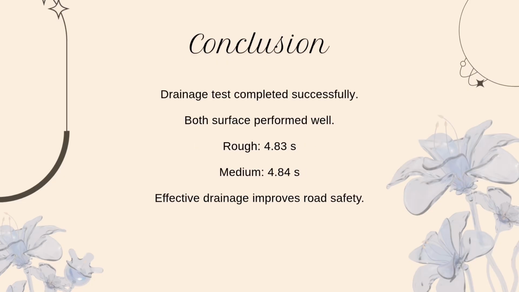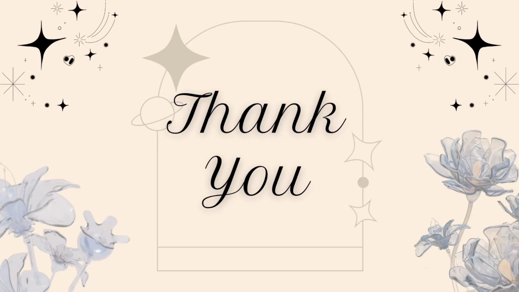So, in conclusion, the surface drainage test successfully evaluated the drainage performance of both rough and medium pavement surfaces. The rough surface recorded an average drainage time of 4.83 seconds, while the medium surface recorded an average of 4.84 seconds. Since the difference between the two surfaces is very small, both surfaces can be considered to have effective drainage performance under the testing conditions. This experiment demonstrates the importance of proper surface drainage in improving road safety, maintaining pavement quality, and ensuring efficient highway performance. And that concludes my presentation on the surface drainage test.